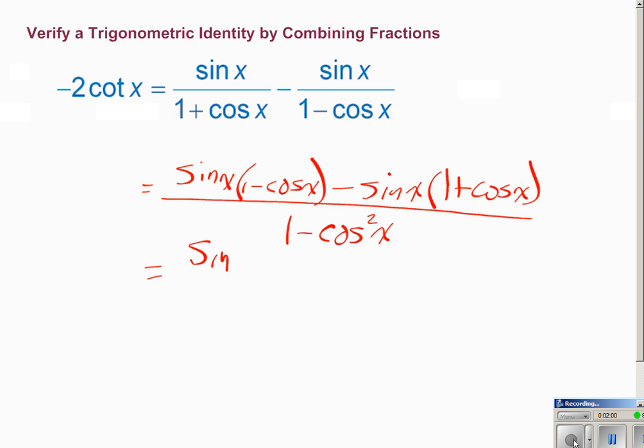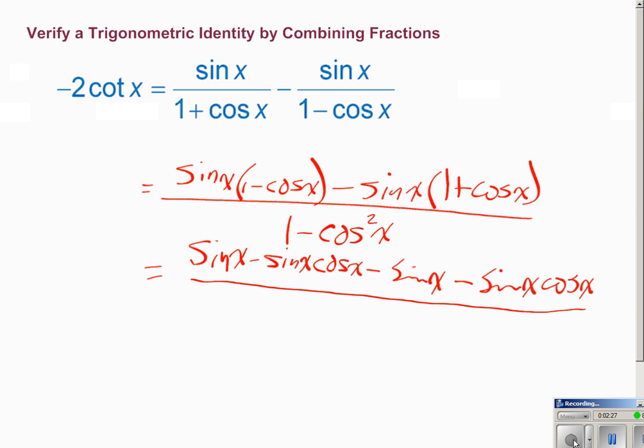So we have sine of x minus sine x cosine x minus, and be careful of the signs here as you distribute, the sine of x minus sine x cosine x. And that's still all over 1 minus cosine squared x, which I know is sine squared of x.